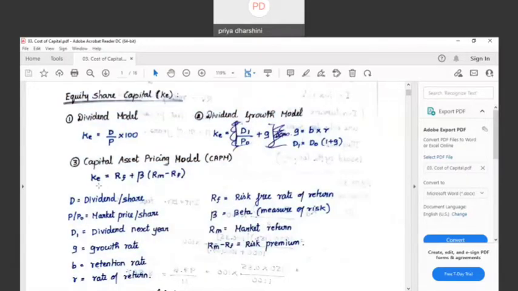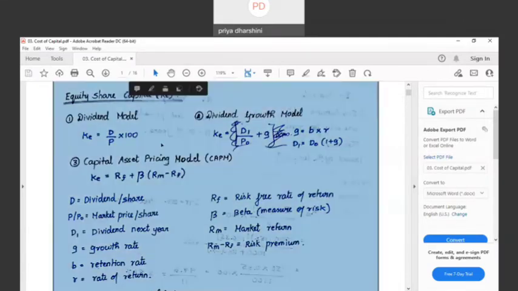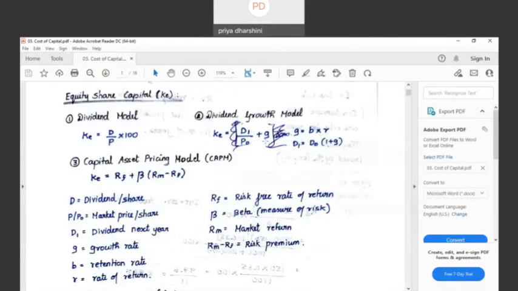Here again in final level, you have a separate chapter for CAPM itself. You will find how beta is arrived. You will find how RM is arrived. You have a separate chapter for CAPM in final level. So how do you measure cost of equity as per CAPM? It is RF plus beta into RM minus RF. These are the three formulae for finding the cost of equity. What are the three? One is dividend model where it is D by P into 100. Next is dividend growth model, which is D1 by P naught plus G. Next is CAPM model, which is RF plus beta into RM minus RF. Beta is a measure of risk.